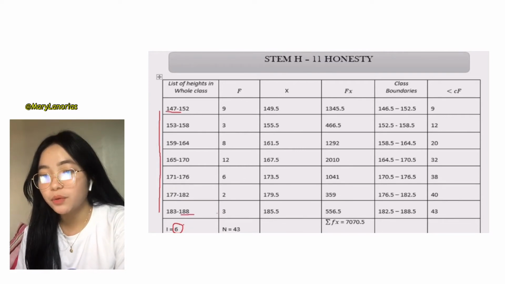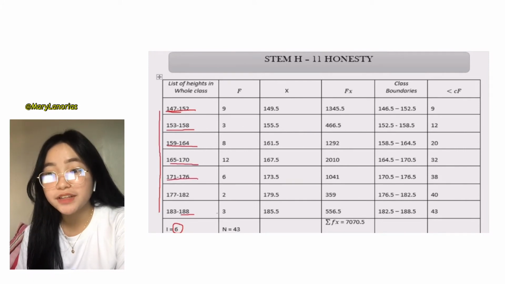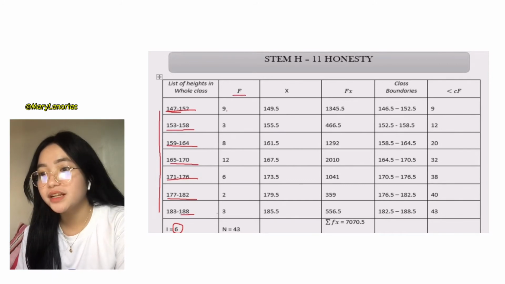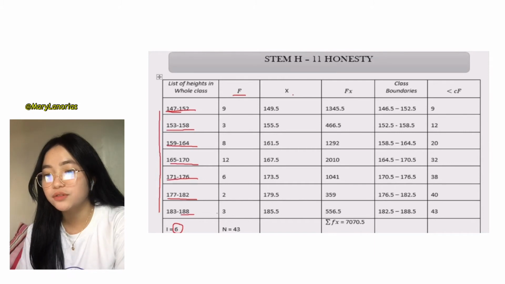And we're going to divide our interval by 6. We now have 147 to 152, 153 to 158, 159 to 164, 165 to 170, 171 to 176, 177 to 182. For the next column, we have our frequencies, which are 9, 3, 8, 12, 6, 2, 3, and the total frequency, which is 43.